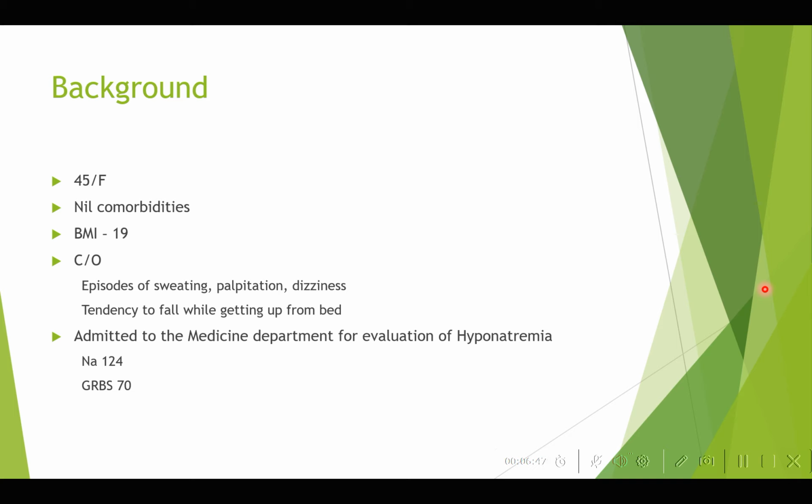Considering this history, she is a 45-year-old female, not obese, with a correct BMI, having episodic sweating and palpitation and dizziness, and with postural hypotension. So I would surely consider a pheochromocytoma in this patient. She is admitted for evaluation of hyponatremia, which is 124. Hyponatremia can be due to many reasons. A GRBS of 70 is normal, or otherwise it can mean that the counter regulatory hormone is not so much.